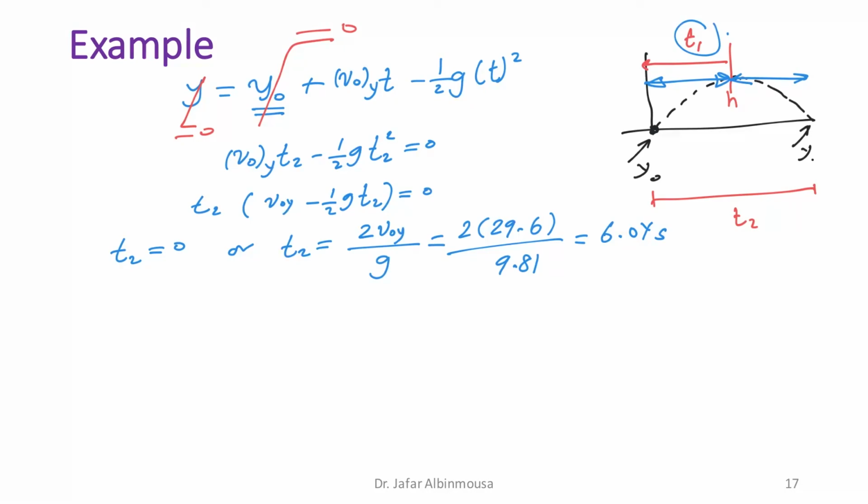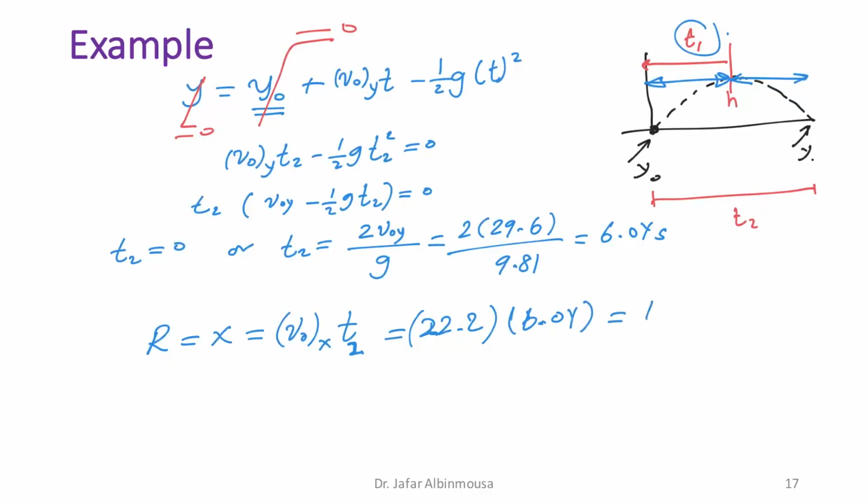So if we do this now, we can find the range, which is actually x, using the simple equation V0x multiplied by t, because V0x is 22.2 multiplied by t2. Be careful. So here the time is going to be 6.04, and this is going to give you 134 meters.